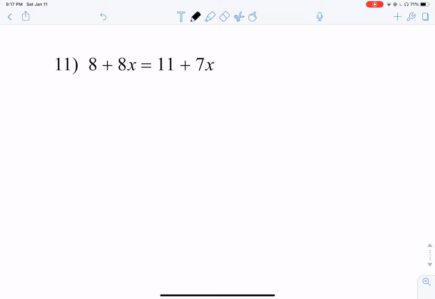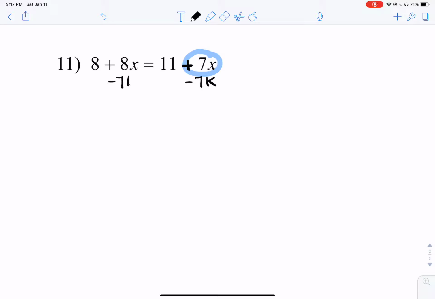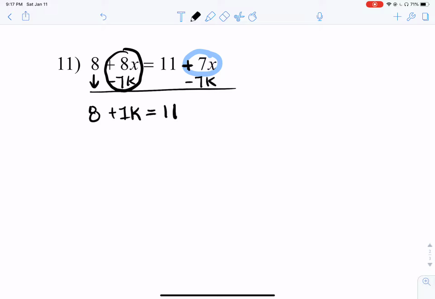Now here we're going to do the same thing, where we have a variable term on the right. So again, as you clearly see, we have a plus, so we're adding that 7k. Like in the previous example, we're going to subtract it. We're going to bring down this 8, perform this operation, positive 8 minus 7, that's equal to positive 1k, and that's equal to 11.